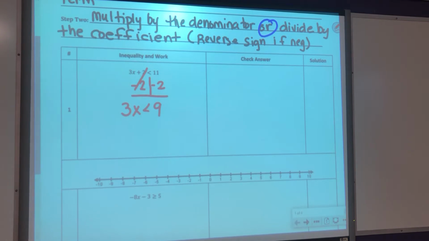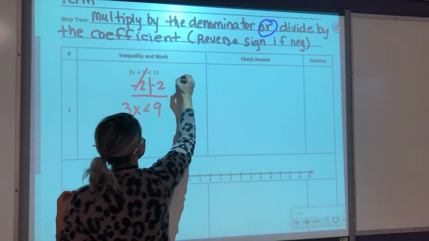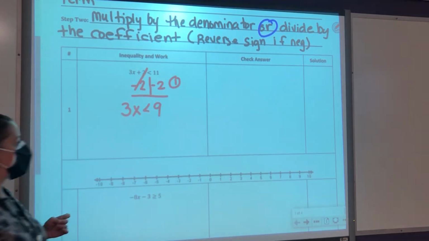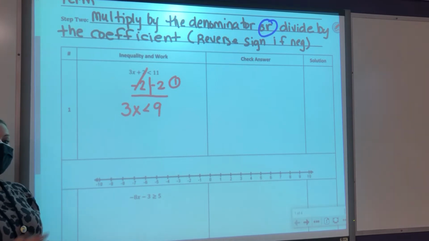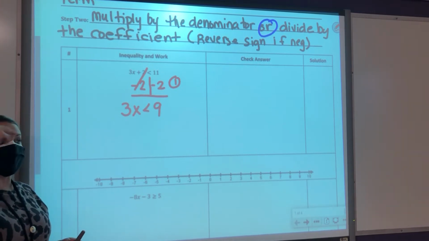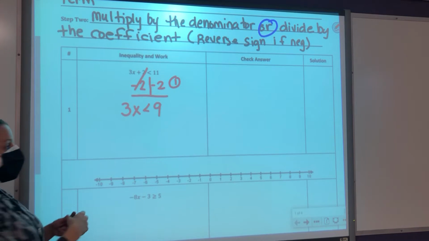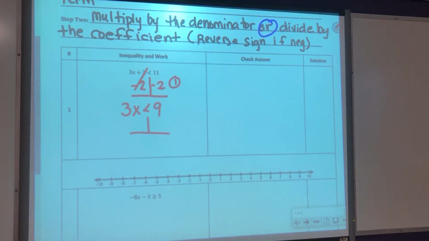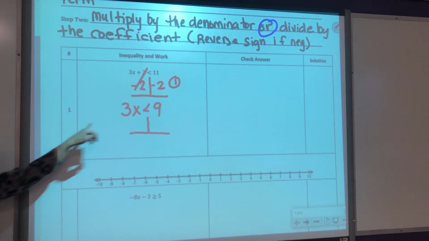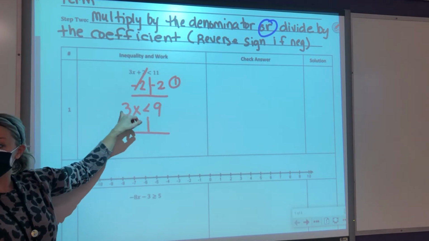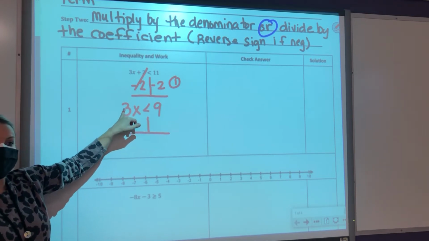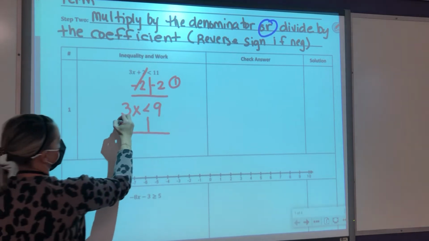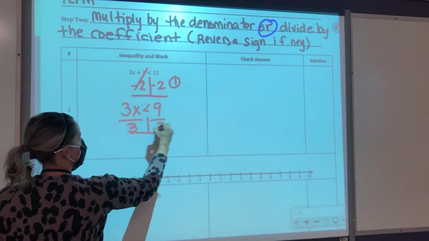So 3x is less than 9. Here's your step 1. Now because it's a 2-step inequality, I need how many upside down T's? 2. So I draw another upside down T. Three is being multiplied by x. So 3 is your coefficient. What do we do with the coefficient? You have to divide it. We divide it. So divide by 3 on one side and on the other.